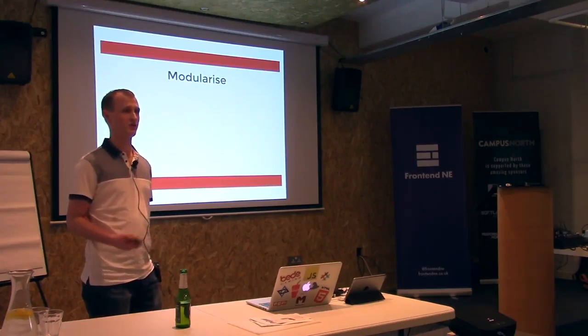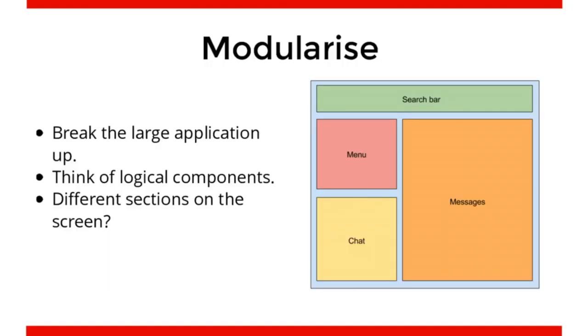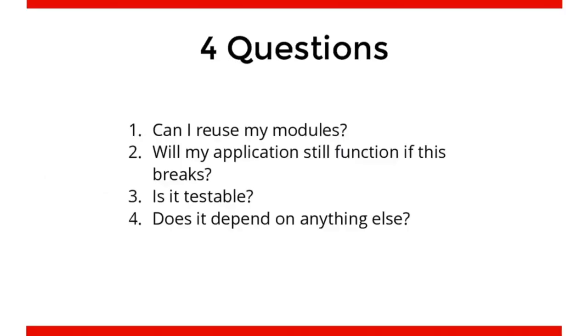The first thing people do when they're building large applications is look to modularize their app. They break the large application up into smaller chunks, thinking of logical components. The way I tend to think of it is looking at different sections of the screen. If you imagine Gmail, you've got a search at the top, your messages on the right, then the menu, and then chat on the left-hand side. Each one of those could be a module in your application.